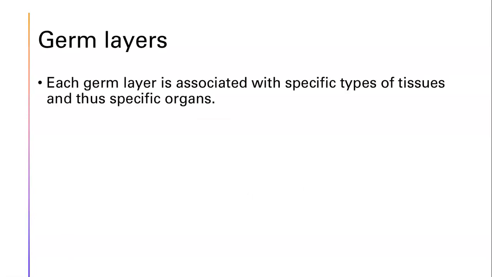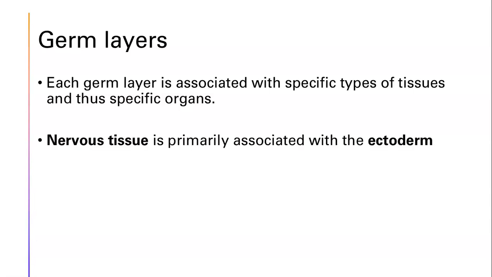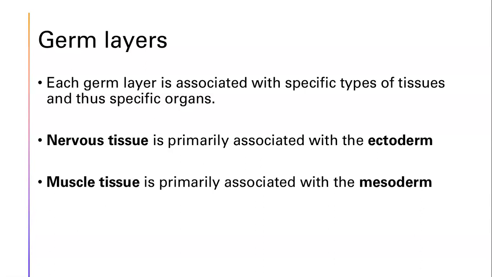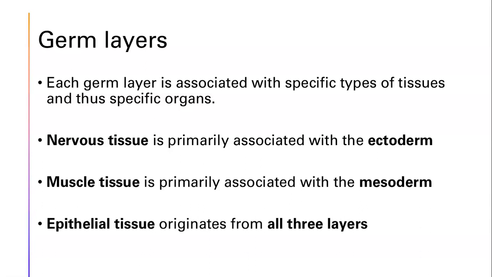Let's talk a little bit more about these germ layers. Each germ layer is associated with specific types of tissues and thus specific organs. The nervous tissue is primarily associated with the ectoderm and none of the other germ layers. Muscle tissue is primarily associated with mesoderm. But on the other hand, epithelial tissue originates from all three layers. And you might figure out why in just a second.